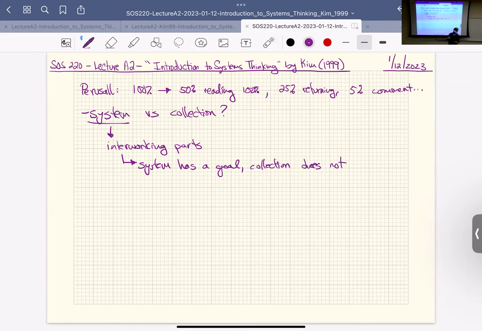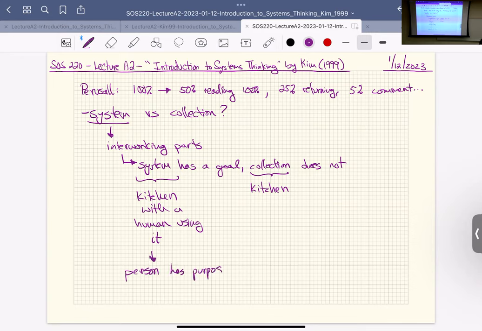That's a really interesting distinction. And that makes me think of something else that came up in the perusal comments. They mentioned that one example of a collection was a kitchen, but a system was a kitchen with a person, a human, using it. So why does a kitchen suddenly become a system when there's a person in it? Anybody have any thoughts about that? So the comment there was that the person has purpose. I like that.